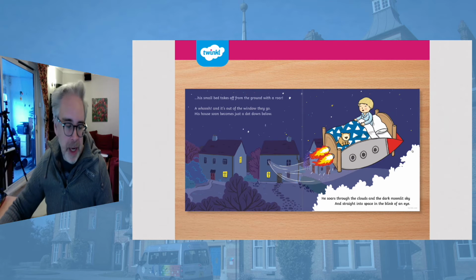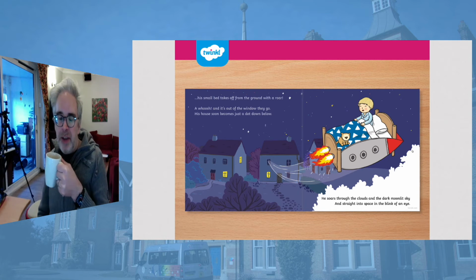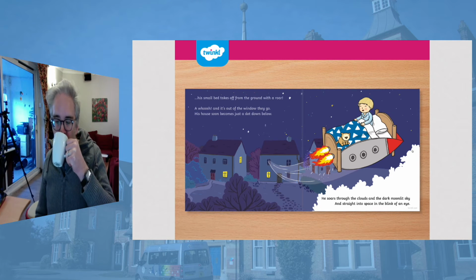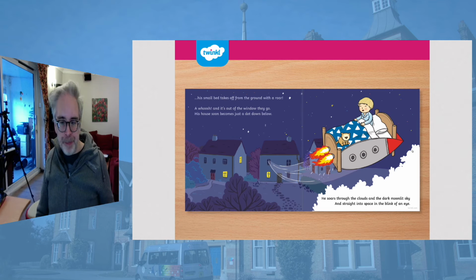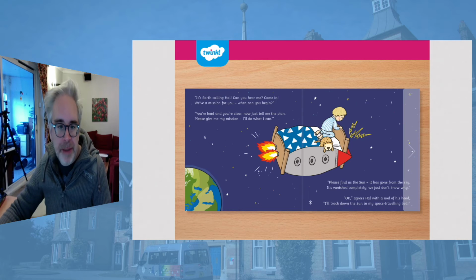Can anyone remember from last week what it is that Hal is actually looking for, what he's trying to find out in the story? Yeah, that's right. He was looking for the sun, wasn't he?